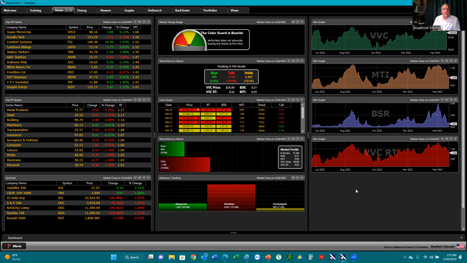This is the VectorVest dashboard, the main screen. The way that I have it designed is it shows the VectorVest indicators right here: the buy-sell ratio, the relative timing, which is a technical indicator, and then the actual price. But more importantly, it shows the number of buys versus sells and the advancers versus decliners. So it gives you a good sense during the day what the market's doing.